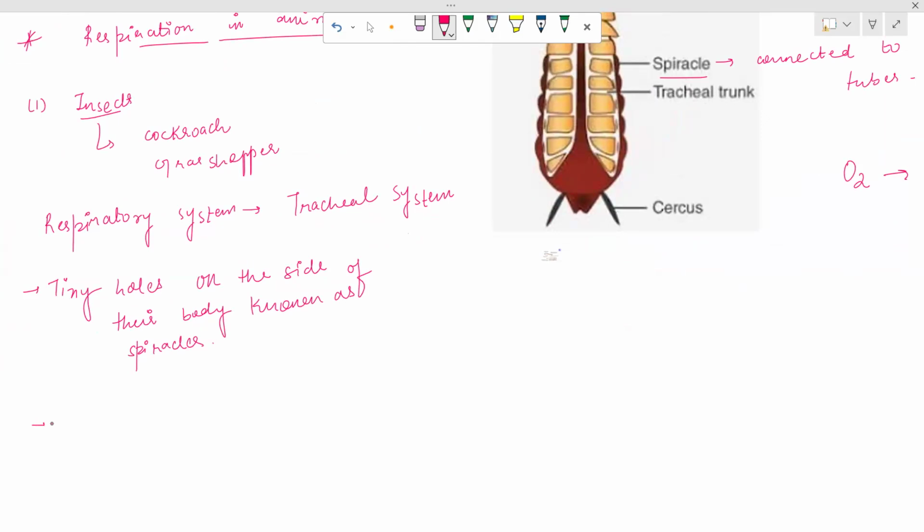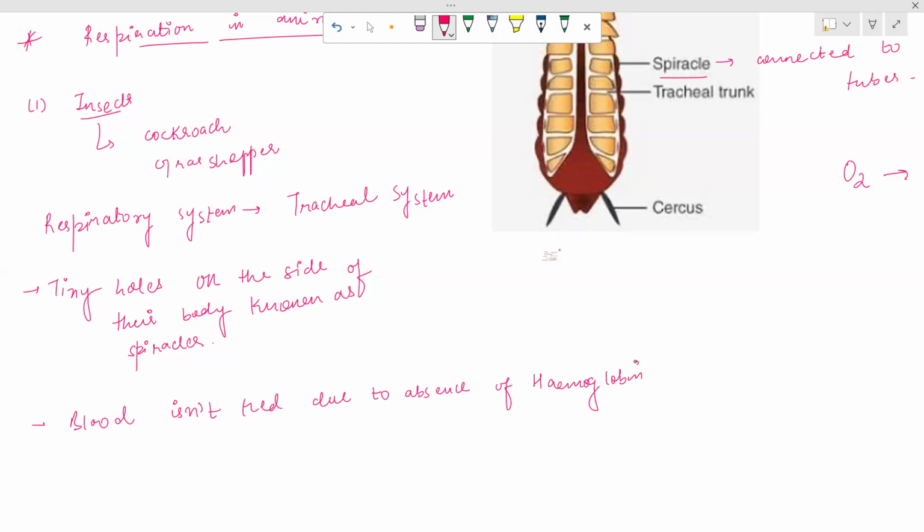I don't think they have. Their blood is not red in color. Okay, because what gives red color to the blood? Hemoglobin. Yes. That means the blood is not red due to the absence of hemoglobin.